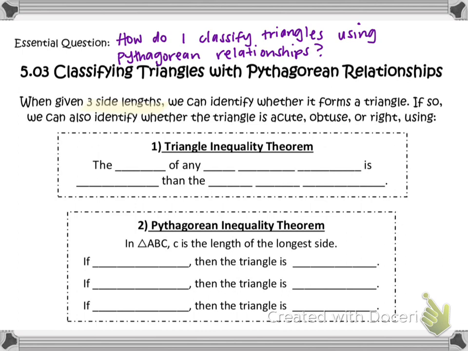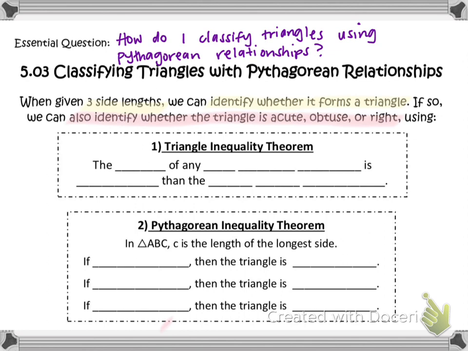So when you guys are given three side lengths, go ahead and grab that highlighter. You can actually go ahead and identify whether those three lengths form a triangle. And if they do form a triangle, you can also identify whether the triangle is acute, obtuse, or right. Okay, so we're doing two things today. So one is figuring out whether the three sides make a triangle, and then two, if they do make a triangle, can we figure out if it's acute, obtuse, or right?